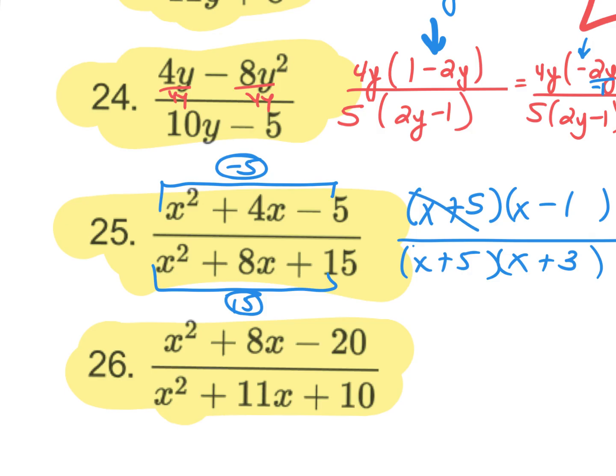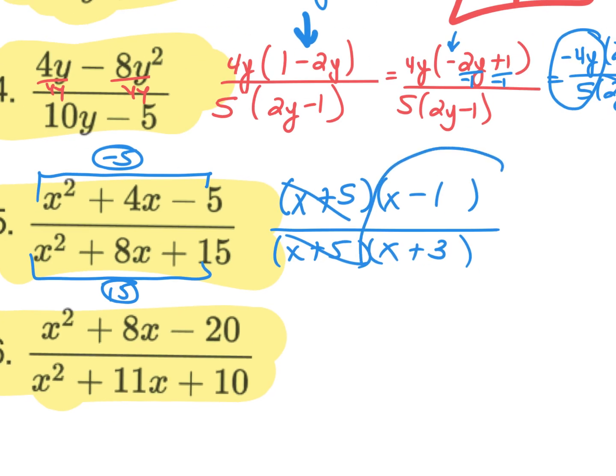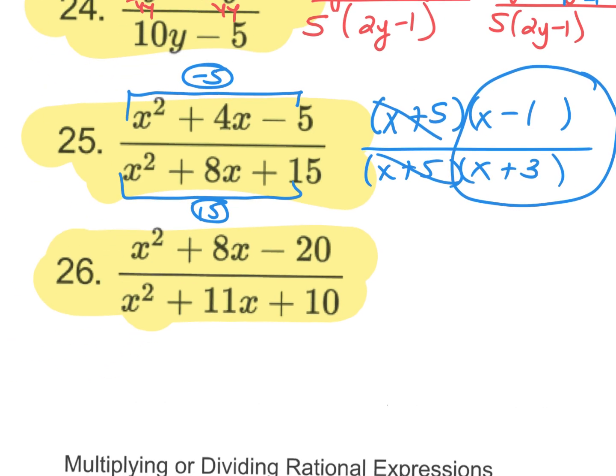X plus 5. So what's your answer? X minus 1 over x plus 3. Very good. Look at 26. Again, no GCF, so it's a trinomial. A times C. What are the factors of negative 20 that multiply to give me a negative 20, but add to give me a positive 8?